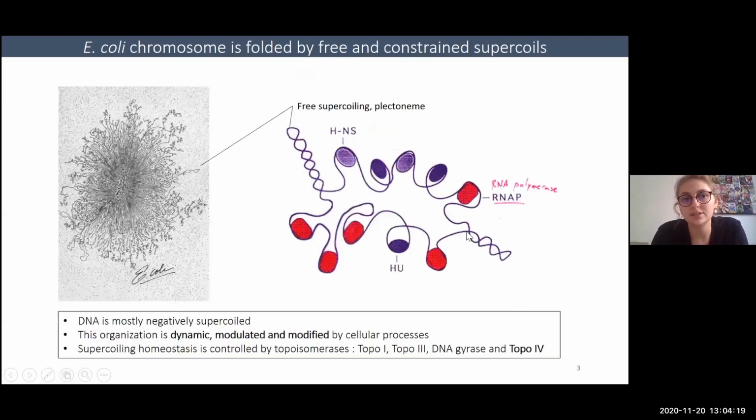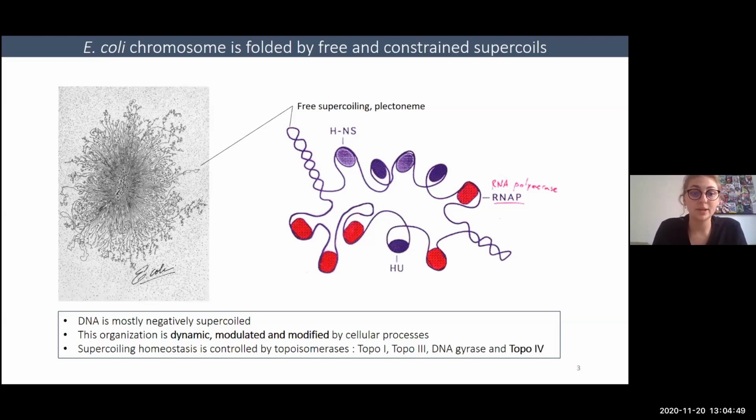The particularity of bacterial chromosomes is that they're folded in both free and constrained supercoiled forms. The DNA is mostly negatively supercoiled, and this organization is dynamic, modulated and modified by cellular processes like replication, or, as we saw yesterday in Raphael's talk, by transcription. Changes in the supercoil can be fatal for the cell, as it can induce topological stresses, and they need to be resolved for the cell cycle to continue.